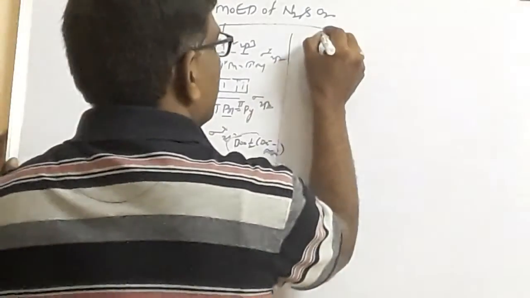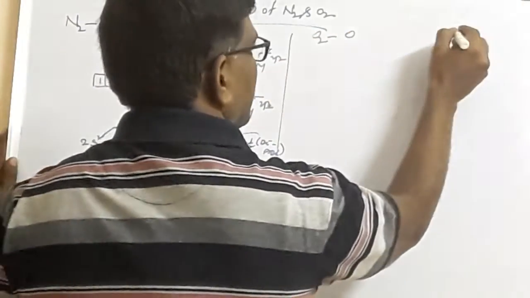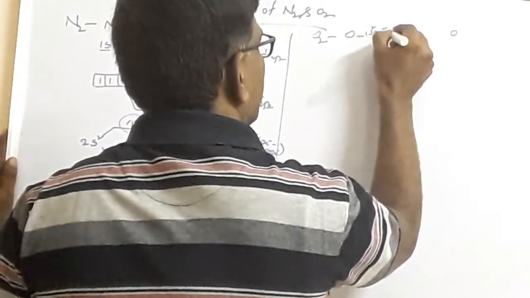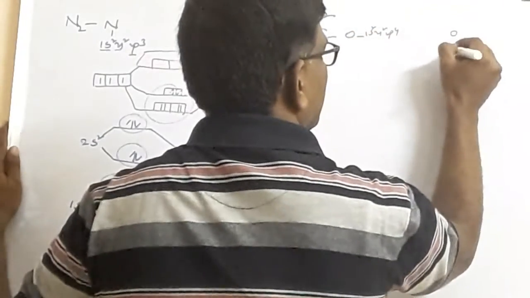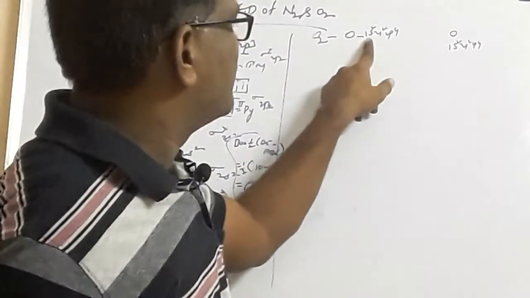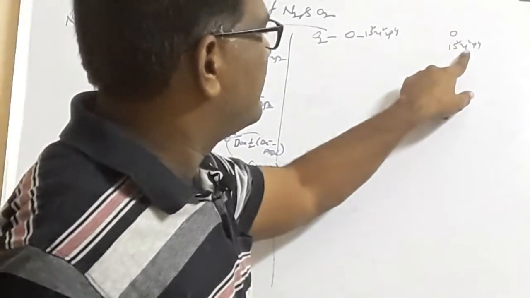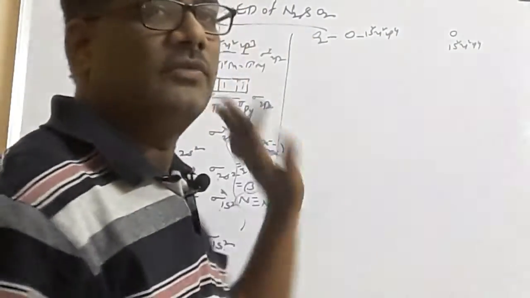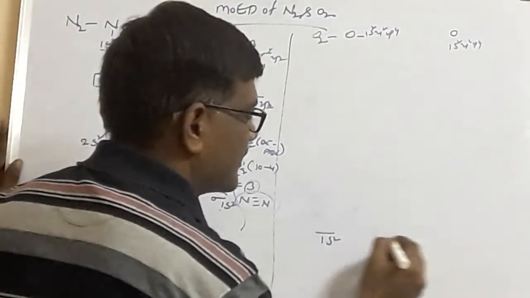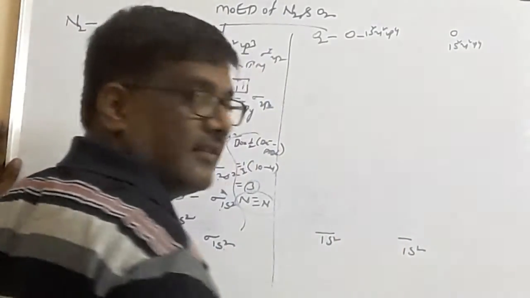I am taking the oxygen molecule. Here also oxygen has two atoms. Electronic configuration is 1s2, 2s2, 2p4. This oxygen also has 1s2, 2s2, 2p4. Now what happens? 1s2 combines with 1s2, 2s2 combines with 2s2, 2p4 combines with 2p4. I am taking them. Here I am taking 1s2 of one oxygen combines with 1s2 of another oxygen.